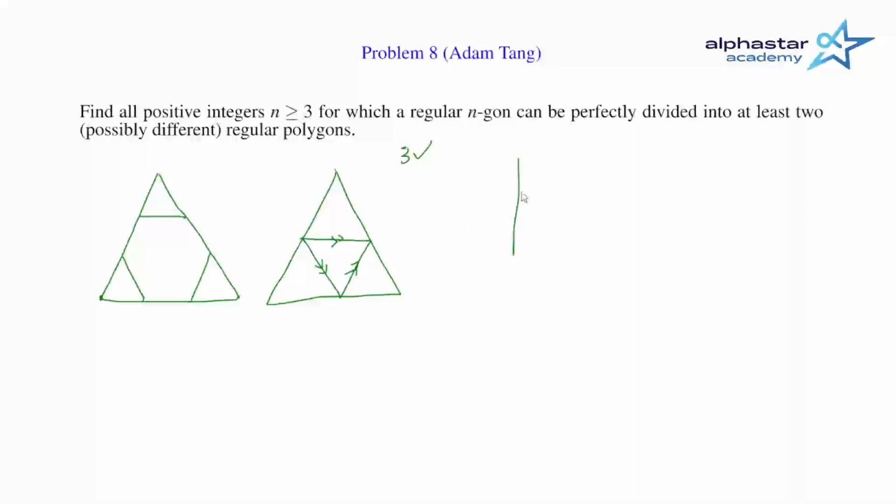How about 4? This one should be pretty easy. It can be just divided into smaller squares as follows, right? Just dividing it in half twice. So 4 works. Let's do 5 now.